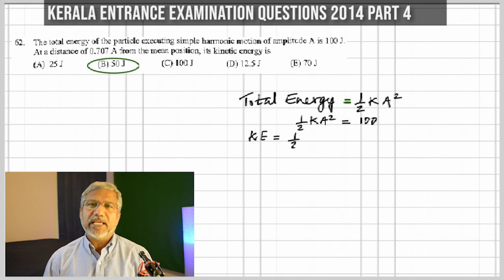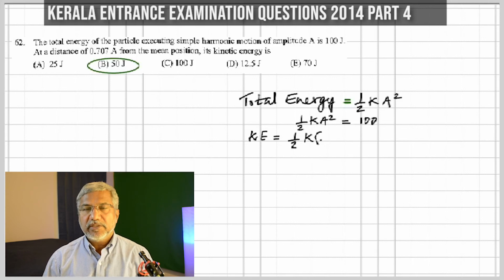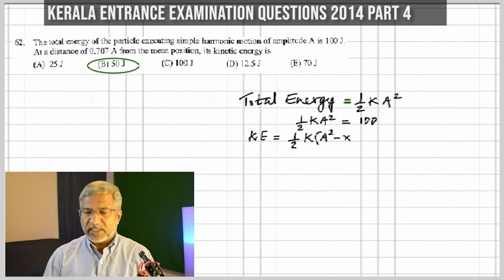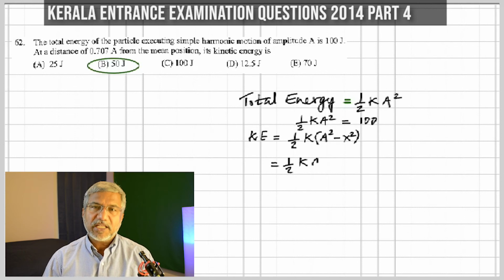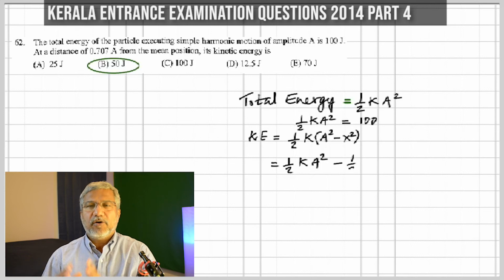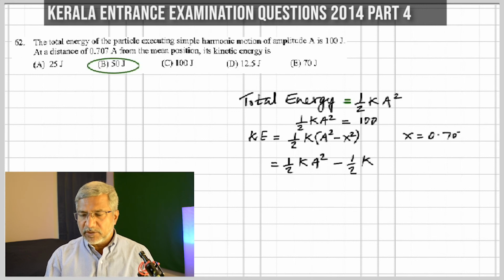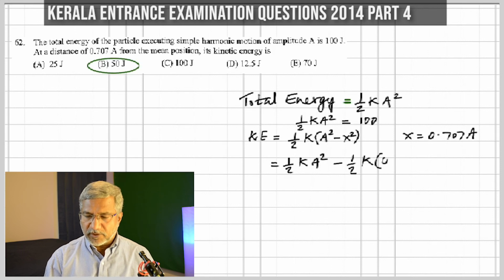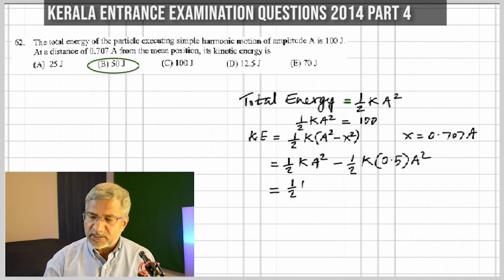First, let's write what KE is. What is the formula for KE? KE is 1/2 K times (A squared minus X squared). So that's the formula for KE. Now, X is given as 0.707 A. See that? X is the distance from the mean position, or displacement rather. So I'm going to substitute it there. I distributed this, so there are two terms. And why did I get 0.5? Because when you square 0.707, you get approximately 0.5. So that's why I got 0.5 A squared when I square it.